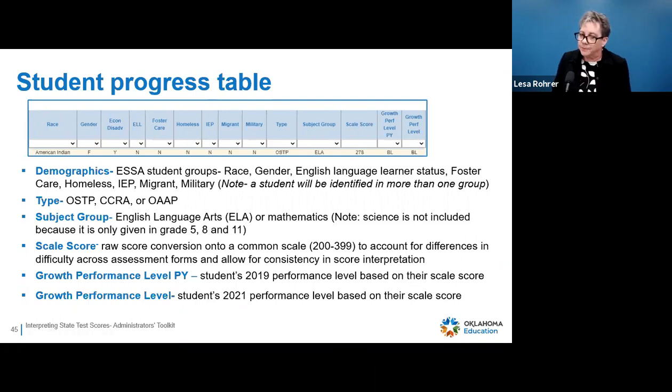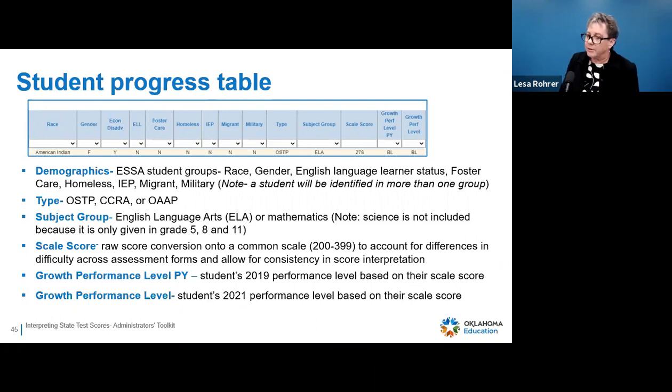Then that scale score. That scale score is a raw score conversion. And we can't use the raw score because not every question on the test has the same level of difficulty. So it's not about the number of questions that we got right, it's about which questions we got right. And this is why we have that scale score conversion. The good thing about this is it's a common scale. Everything is scaled from 200 to 399, and 300 is always proficient. So that allows for consistency across score interpretations, across those grade levels, and across those subject areas.